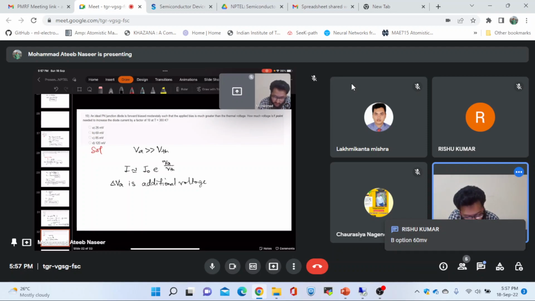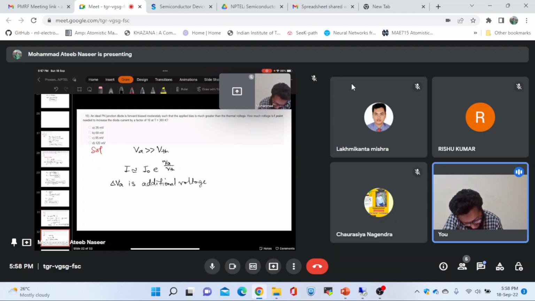Okay, 60 millivolt. I have to check. You might be correct. If delta VA is the additional voltage, then the second current I2 will be 10 times I. So 10 times I will be I naught exponential of (VA plus delta VA) divided by VTH.